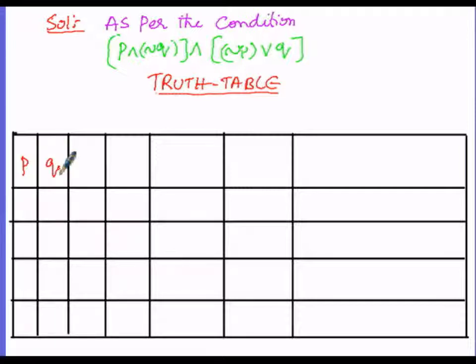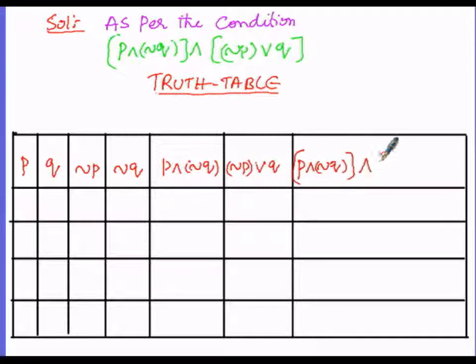Then now, as per the compound statement we need negation P as well as negation Q. After getting negation P and negation Q, let us find the first simple statement, that is P and negation Q. After getting the first simple statement, we have to find the second simple statement, that is negation P or Q. Then after getting negation P or Q, we have to find the compound statement, that is P and negation Q and negation P or Q. Then now in this column, P and negation Q and negation P or Q.